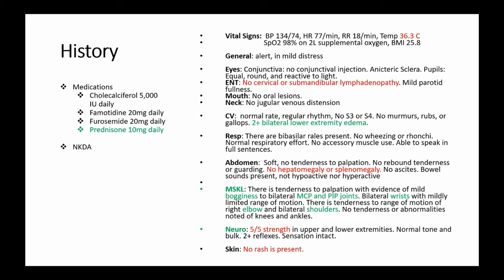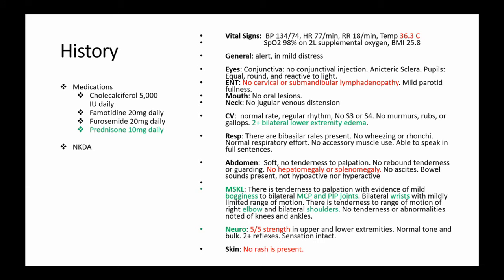I think her MSK exam really sticks out to me. Hearing the term bogginess, I think of inflammatory. So we know arthritis can be non-inflammatory or inflammatory. So it sounds like she has a polyarthritis, right? In multiple joints, small, medium, and large joints. And seeing that it's pretty specific to the MCP and PIP also sticks out to me. Kind of back to the medical school days, buzzwords, thinking of rheumatoid arthritis, more MCP and PIP versus a DIP, which would be associated with osteoarthritis. So I think that is interesting, something maybe autoimmune going on here with her polyarthritis.